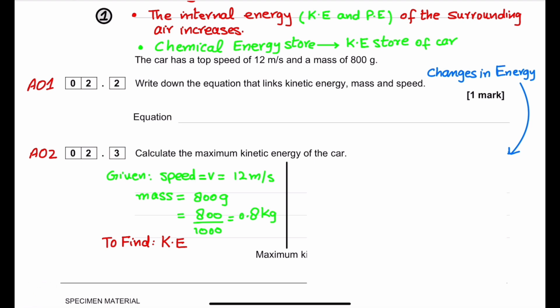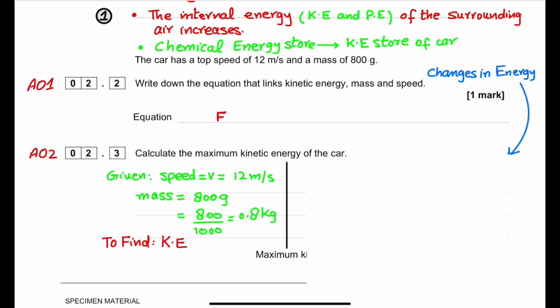The car has a top speed of 12 meters per second and a mass of 800 grams. 2.2 is an AO1 question, and this question is from the topic of changes in energy. Write down the equation that links kinetic energy, mass, and speed of the car. It is an AO1 question. The student must remember the equation of kinetic energy.